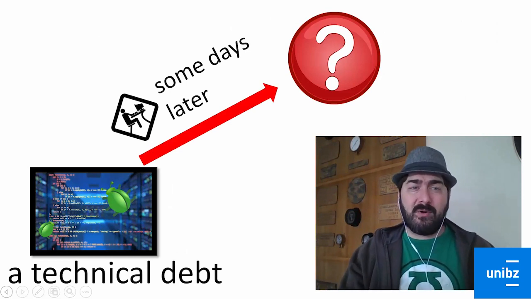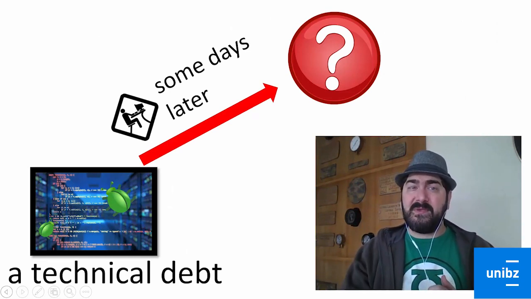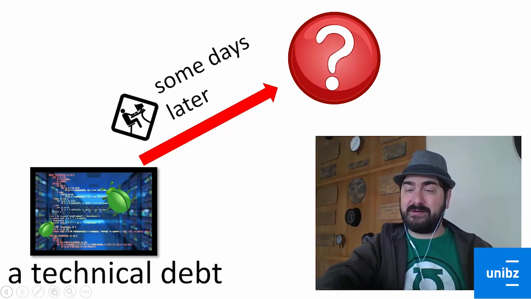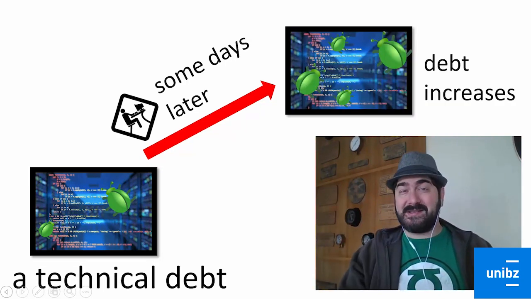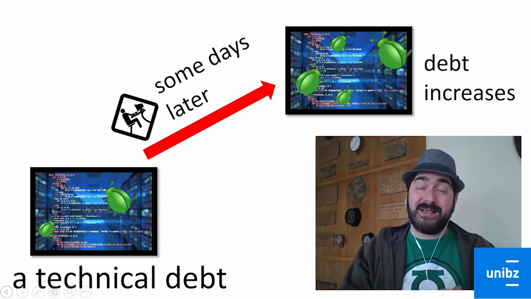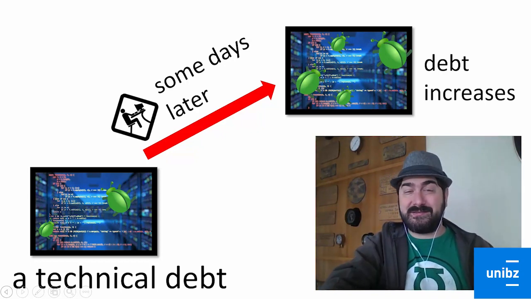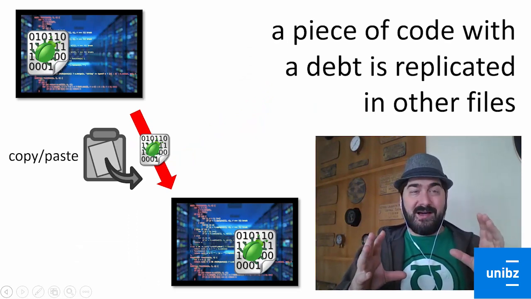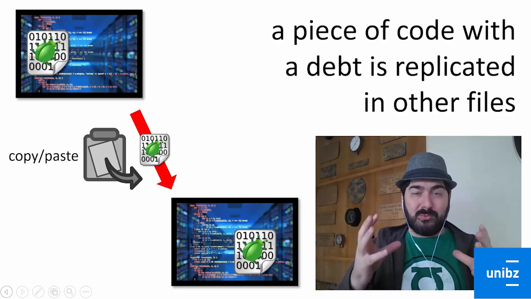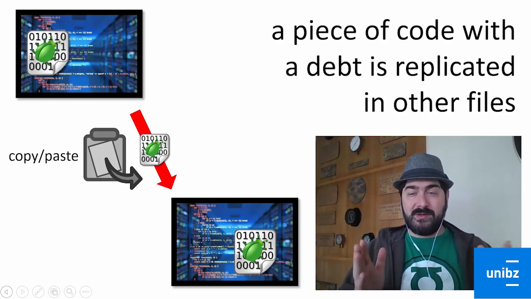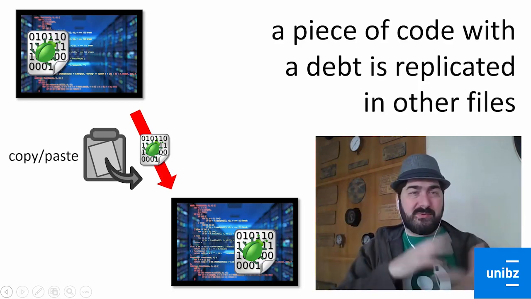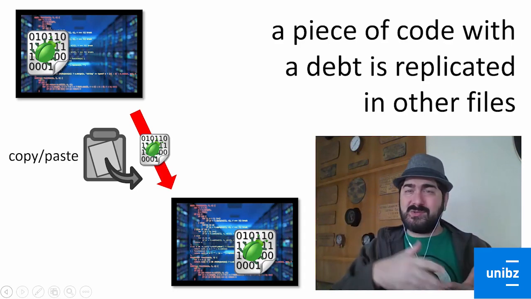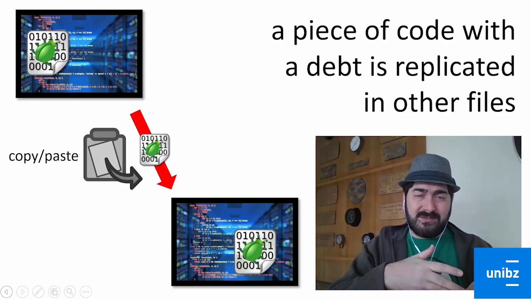So what happens if you have code with technical debt and a team working on that code base some days later? Well, as I think you can imagine, the debt will increase, and I will explain why it increases. For example, imagine that you find a piece of code that does exactly what you need, but it has some parts around it. It is not very easy to understand. It's not easy to reuse because the design is not good.